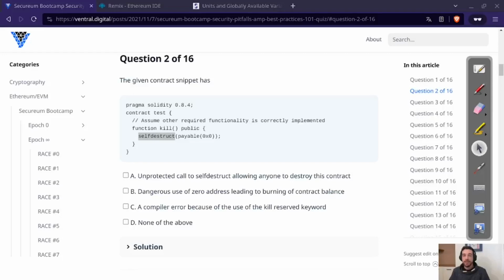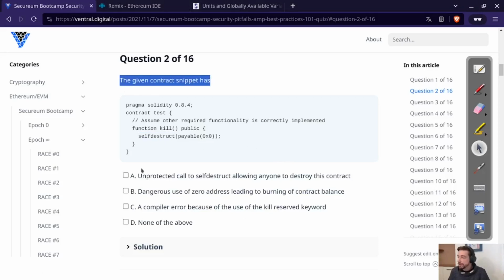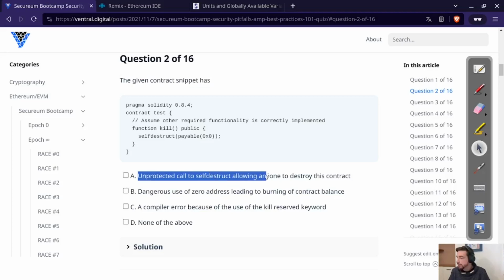Let's take a look at the second question of the race number 0 of the Secureum Bootcamp. So here it says, the given contract snippet has an unprotected call to self-destruct, allowing anyone to destroy this contract. So do we have a call to self-destruct? Yes, we do. We have a self-destruct call here.